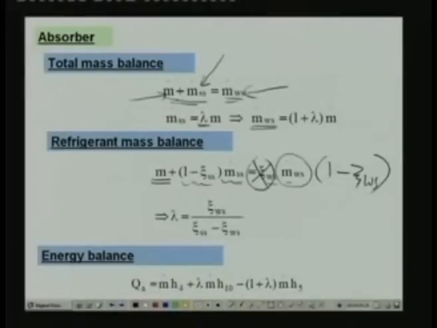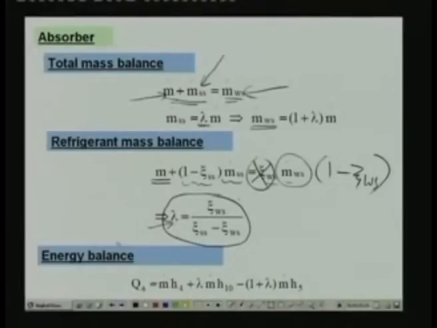Okay, so from this equation you can easily show that if you combine these two equations, you can find an equation for circulation ratio in terms of the concentrations. Okay, this equation is important because once you know the concentration, you can easily find out the circulation ratio. Circulation ratio is an important parameter because the COP of the system depends upon the circulation ratio.